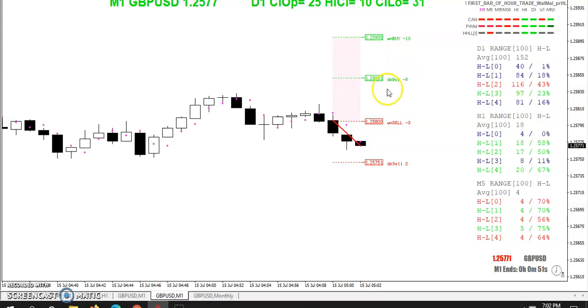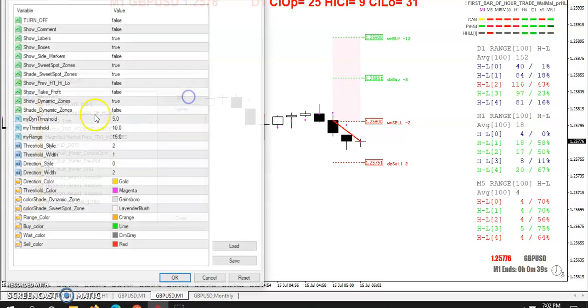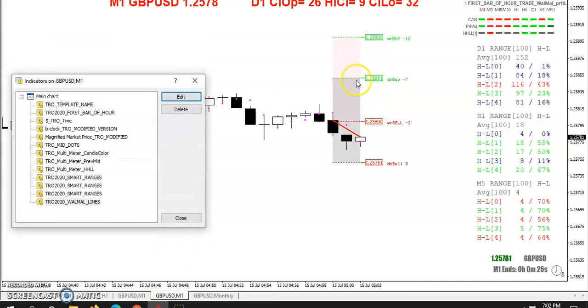So if you're using a dynamic buy zone, you can have a sell here and the buy here. And once again, if you want to make them tighter, 3 pips instead of 5, or you can make them 10 pips, that's up to you, the user. It's all under your control. And also, you can shade those dynamic zones. So you can see here the shading, and that's slightly different because you have an overlap of shading.